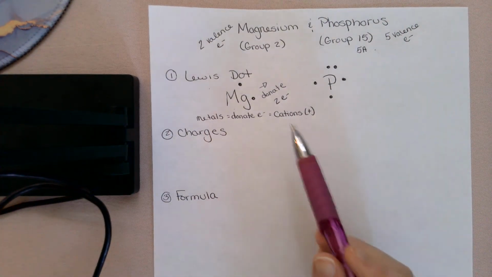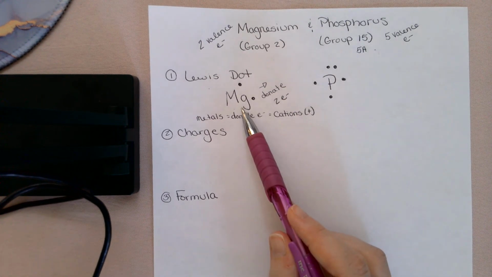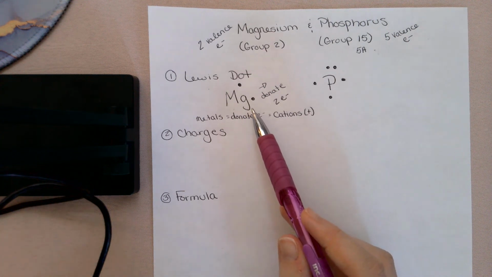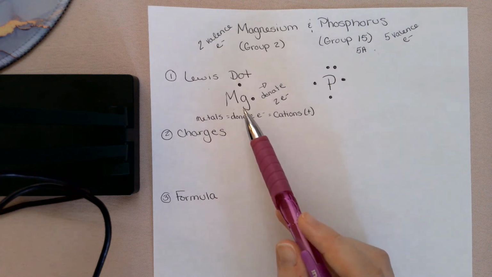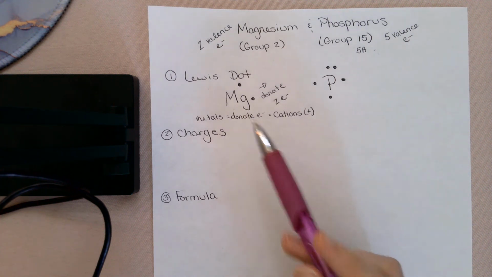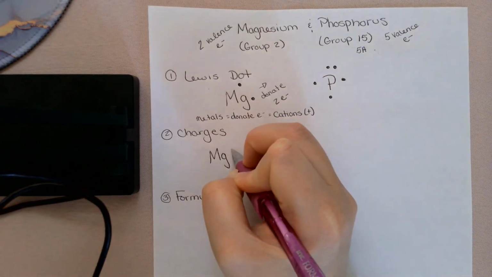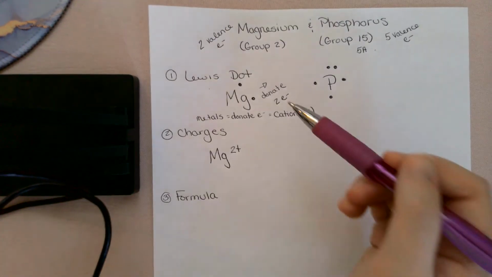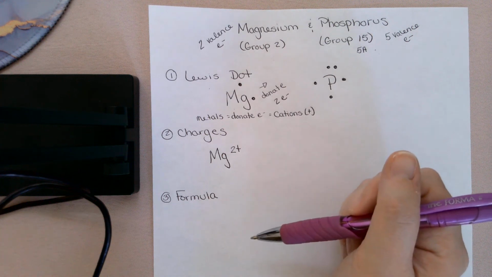If he gets rid of 2 negatively charged electrons, that means the protons in his nucleus are now going to be the dominant charge, because they're positive. So he's going to have more protons than he does electrons. So the overall charge of this atom is now going to be positive. So the charge on magnesium is going to be 2+, because he got rid of 2 negative electrons. So the overall charge is going to be a 2+.